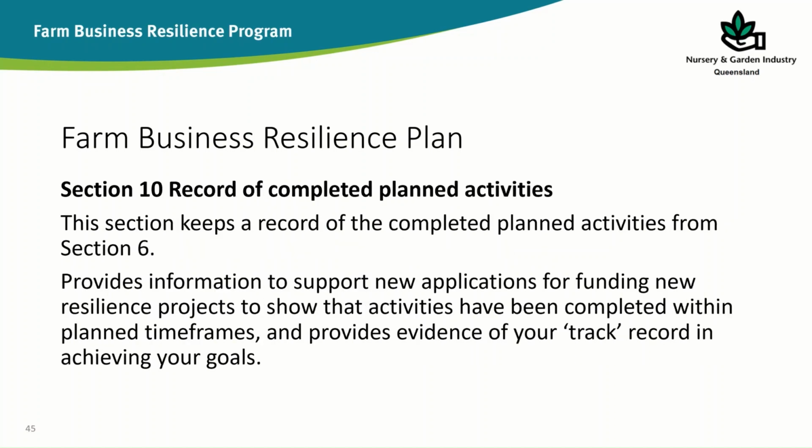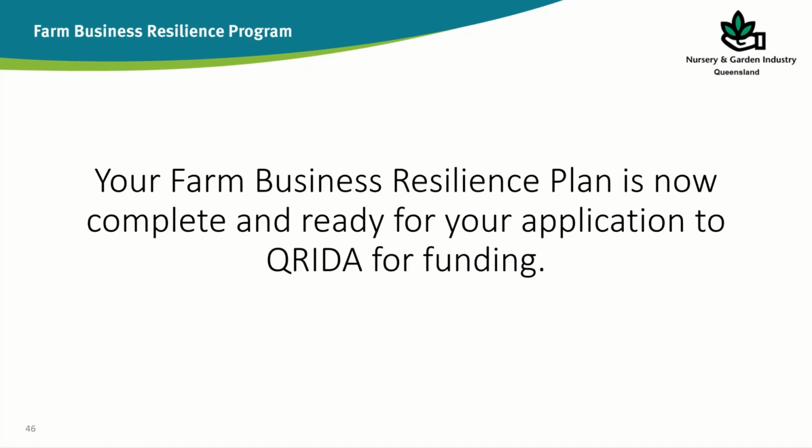Section 10 is a record of the completed activities identified in Section 6. Keeping a record of completed activities shows a track record of how projects have been addressed in the past and can be used when applying for funding in the future from lenders such as QRider. Your Farm Business Resilience Plan is now complete and ready for your funding application to QRider.